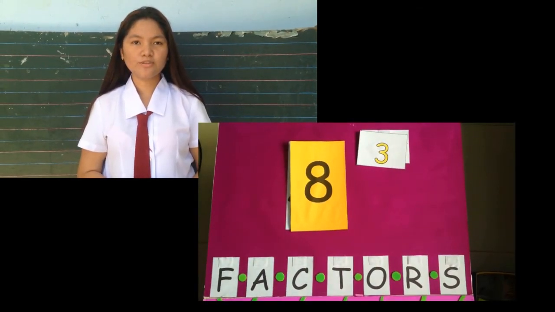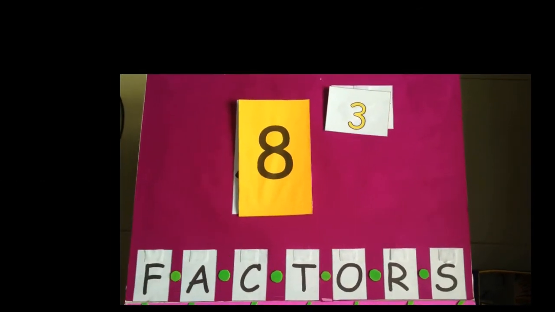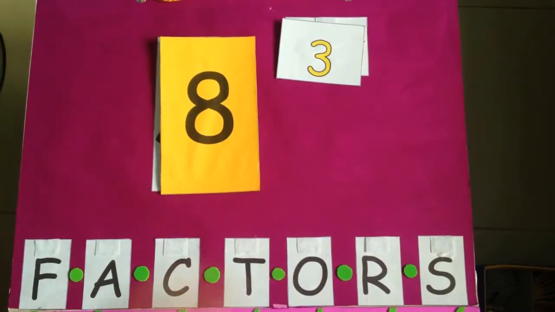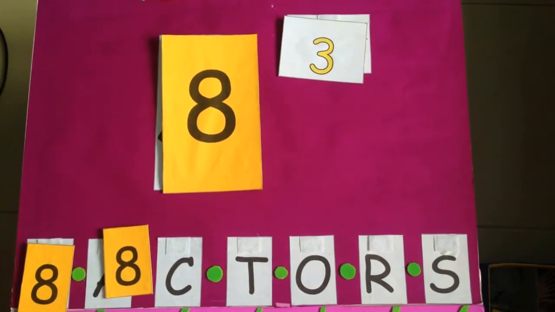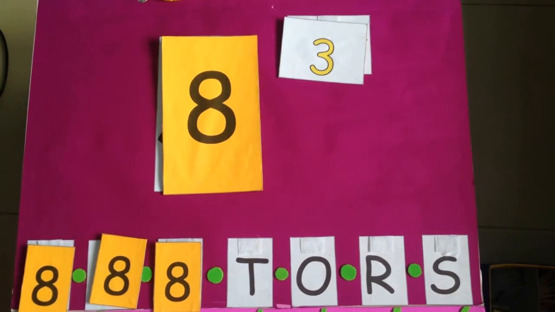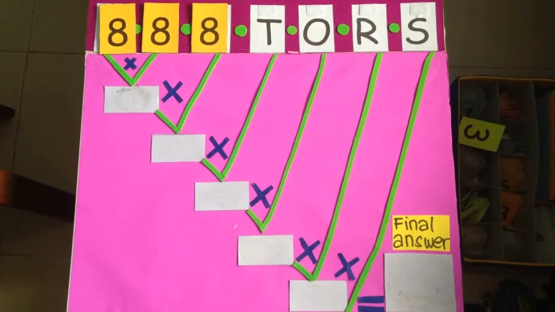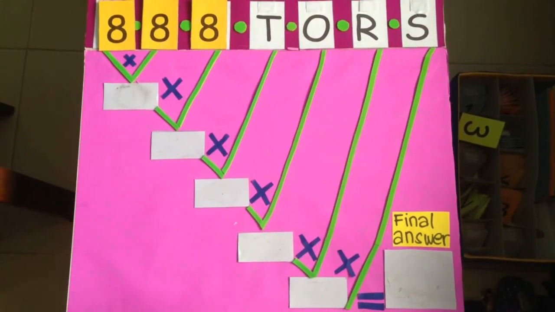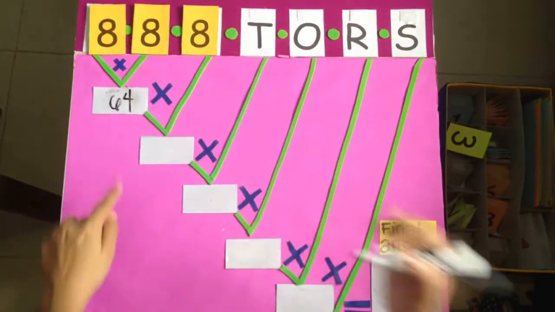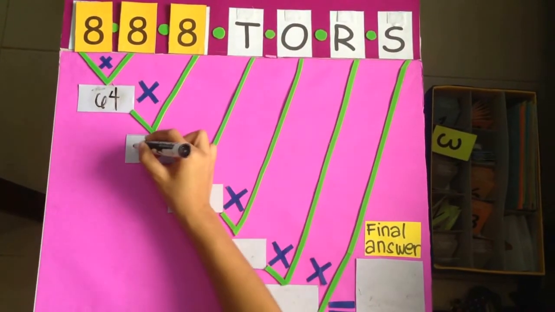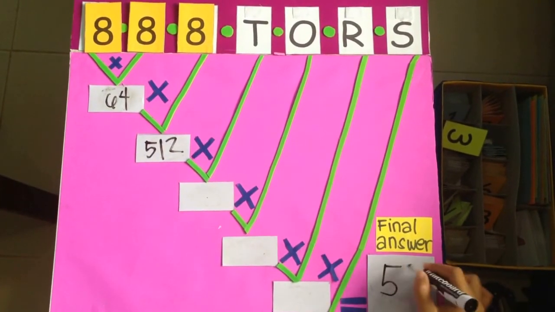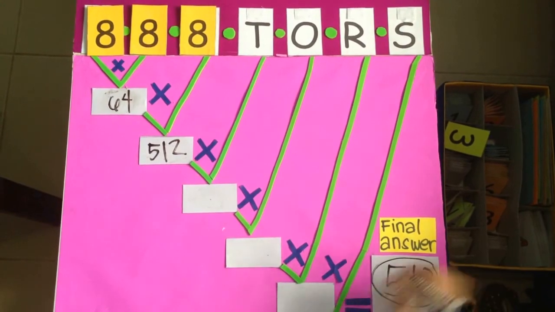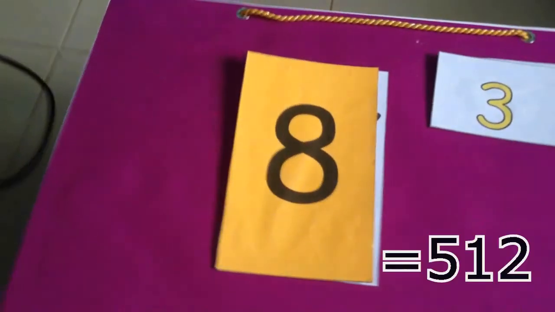Number 6. 8 cubed is equal to, so 8 will be multiplied 3 times by itself. So we have 8 times 8 times 8. Now we will look for the value of 8 cubed. 8 times 8 is equal to 64. And 64 times 8 is equal to 512. Therefore, the final answer is 512. So the value of 8 cubed is 512.